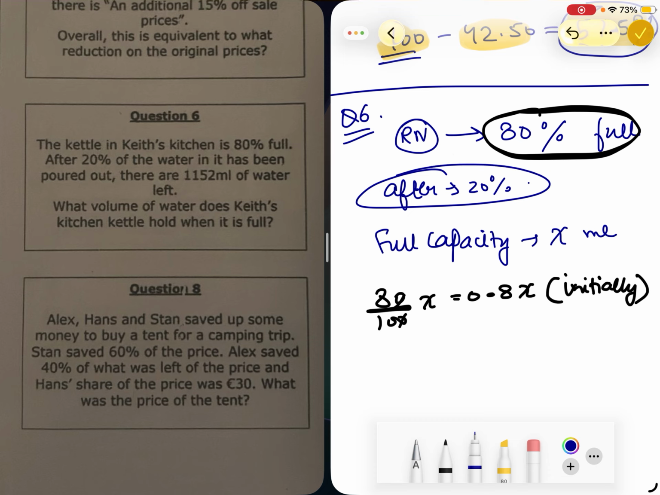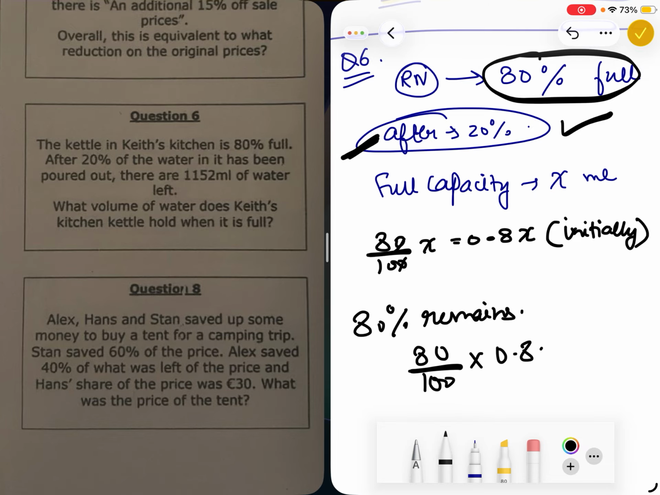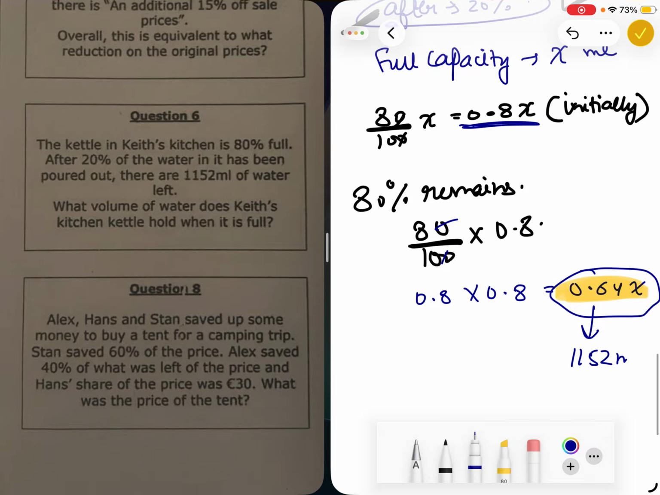Now 20% is poured out, that means 80% remains. If 20% is poured out, 80% of this remains. So what 80%? Let's understand. 80% or 0.8. Why 0.8? Because 0.8 was what was there. So 80% of 0.8 is 0.8 into 0.8, that is 0.64x.